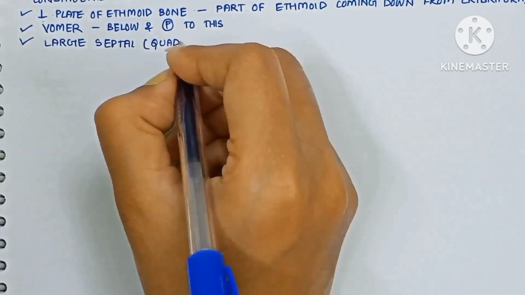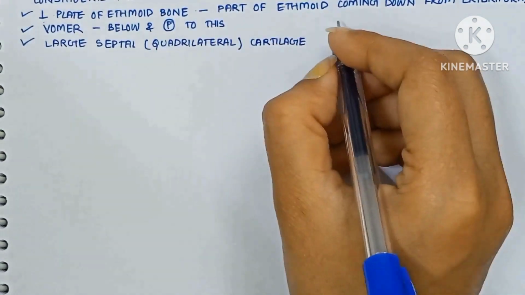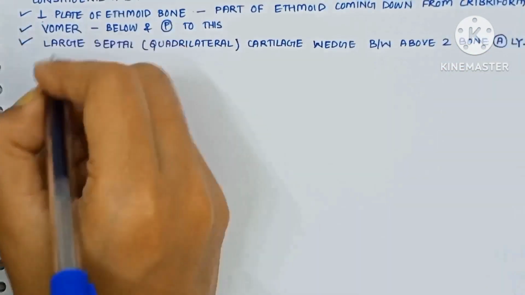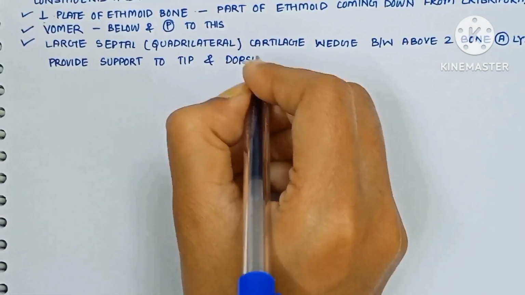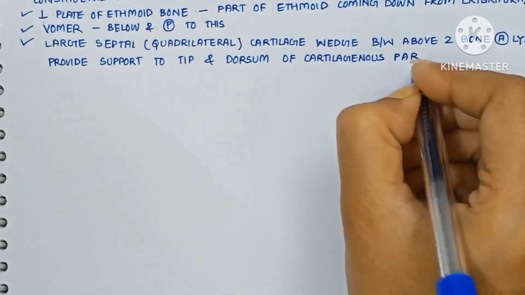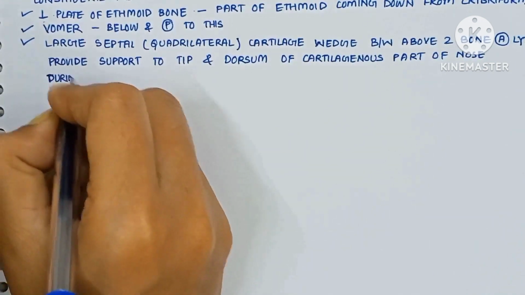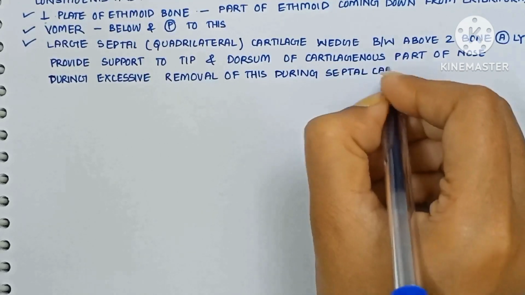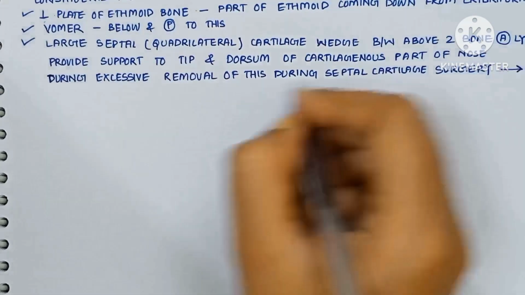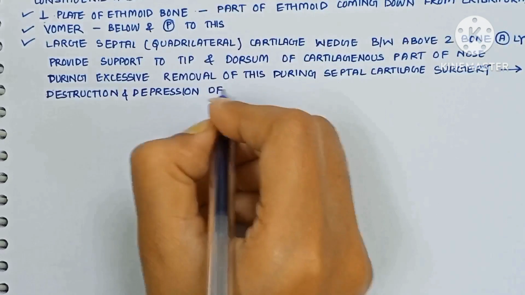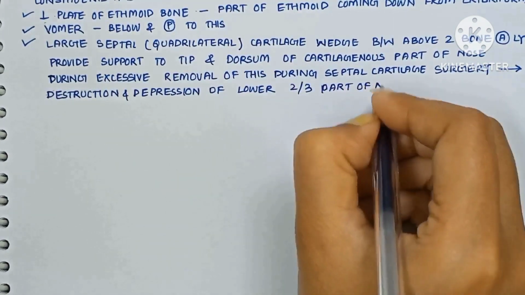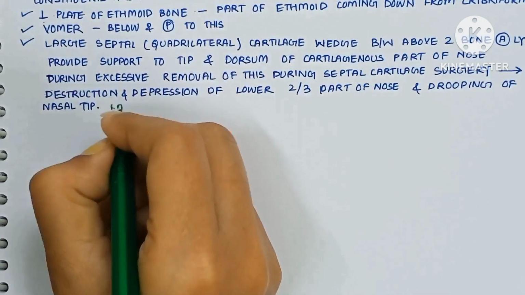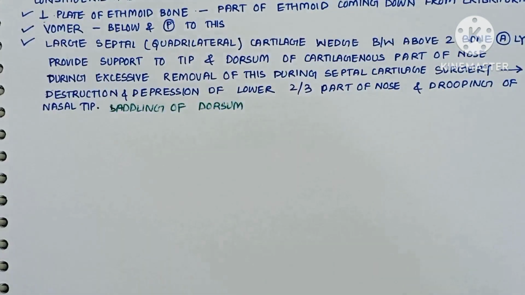The large septal or quadrilateral cartilage, wedged between the above two bones anteriorly, provides support to the tip and dorsum of the cartilaginous part of the nose. Excessive removal of this during septal cartilage surgery causes destruction and depression of the lower 2 by 3rd part of the nose and drooping of the nasal tip, which is known as saddling of the dorsum.